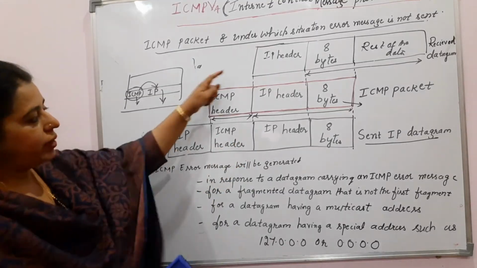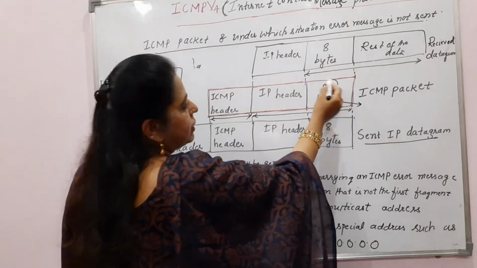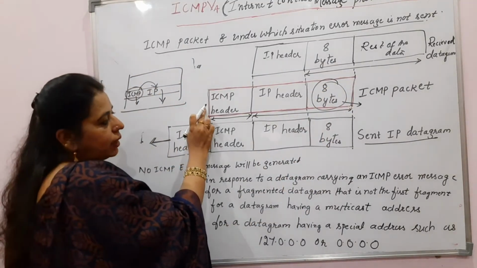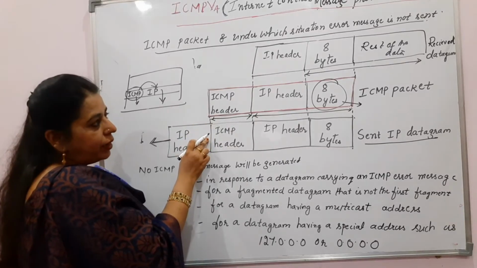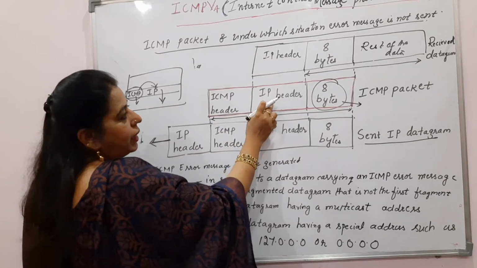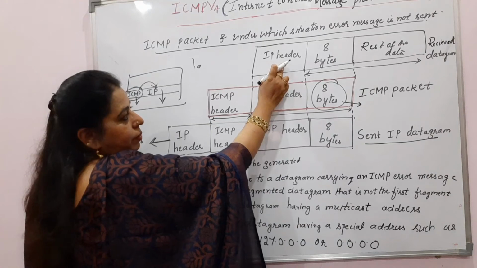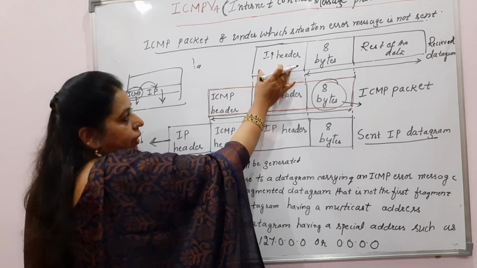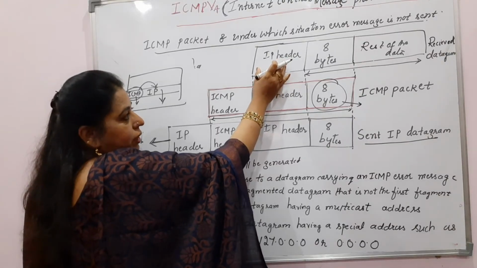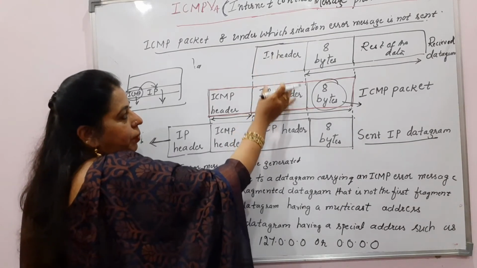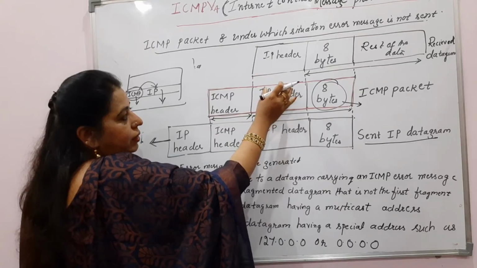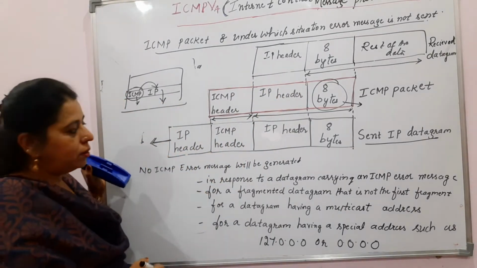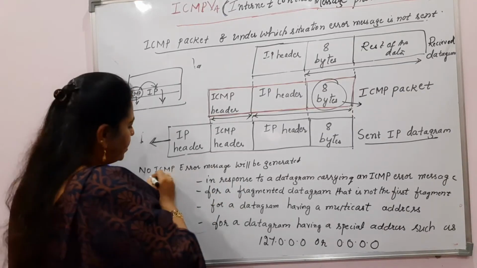So that is why you have to remember why 8 bytes are included in the ICMP packet. This is the ICMP packet, this is the sent IP datagram, but the ICMP packet sends errors after the host has received the datagram. That means the host which has received the datagram has noticed the errors, and the ICMP protocol is the one helping here in the network layer to send the errors towards the source host.